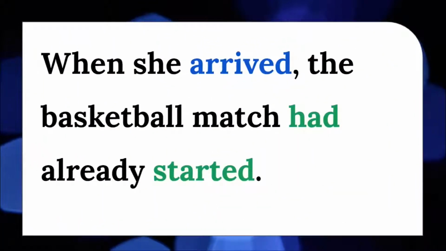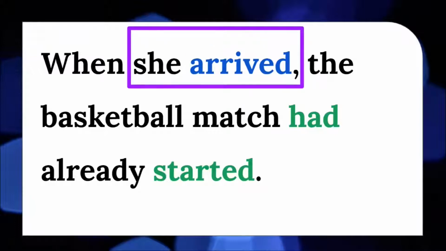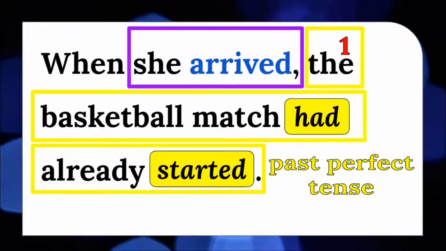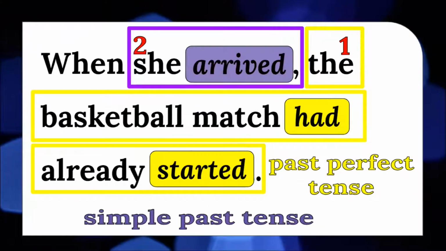When she arrived, the basketball match had already started. The two actions that took place in the past are she arrived. The basketball match had already started. The first action that took place is the basketball match had already started. We use the past perfect tense had started. The second action that took place is she arrived. We use the simple past tense arrived.